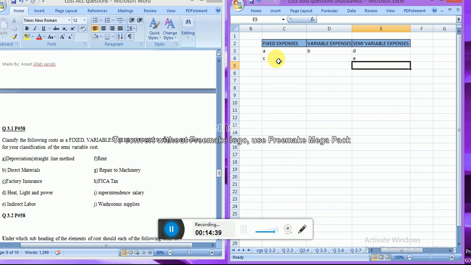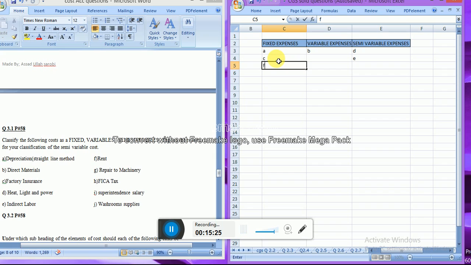Like in one year we make a contract of $1,000 rent. So now the business will pay $1,000 each month, even though we use those buildings, those shops, those houses or not, we will pay the rent with the $1,000 fixed amount. That's why rent is what? That is a fixed expense.